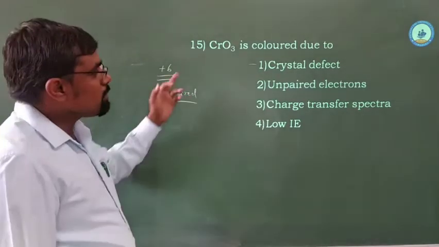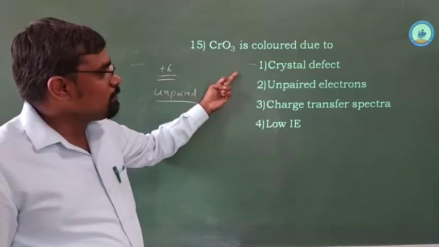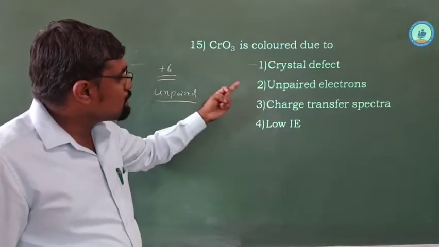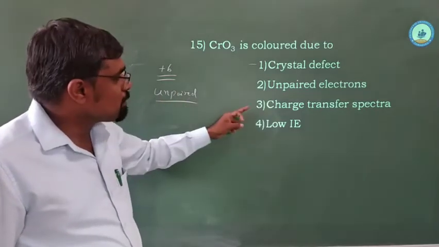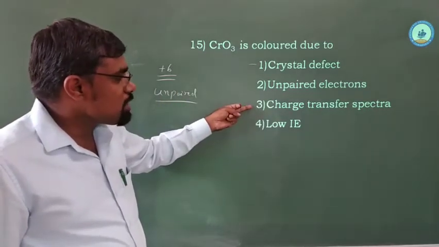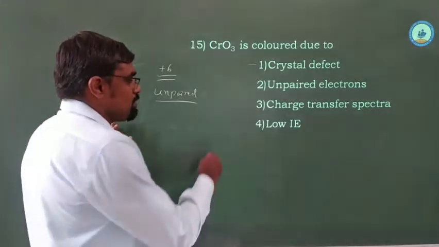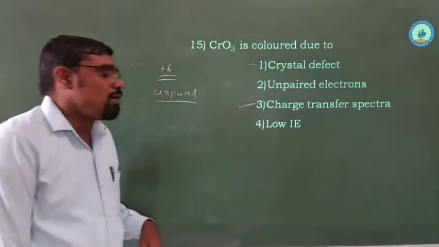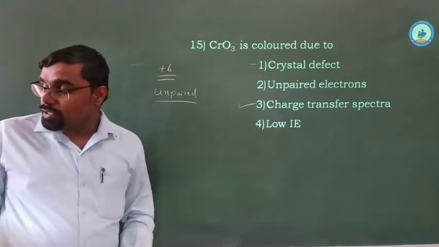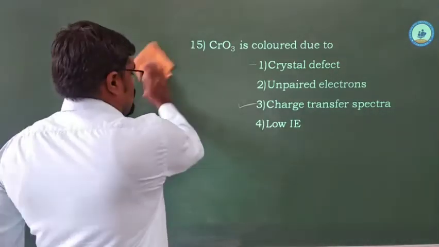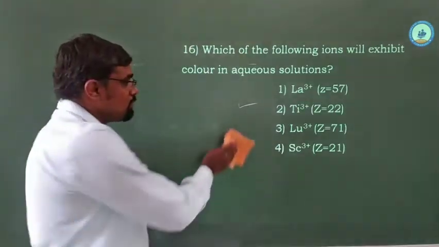So then, what is the answer? There is no crystal defect, commonly we call that in the transition elements. Unpaired electrons are not possible, as there are none present. Then charge transfer spectra: in the last question we discussed that one. So this is the answer, the charge transfer spectra. Okay. Next question.